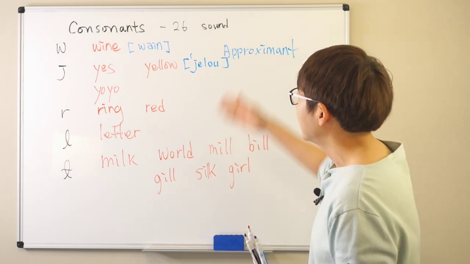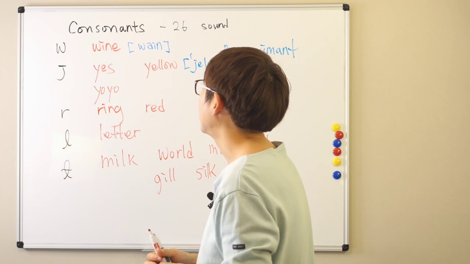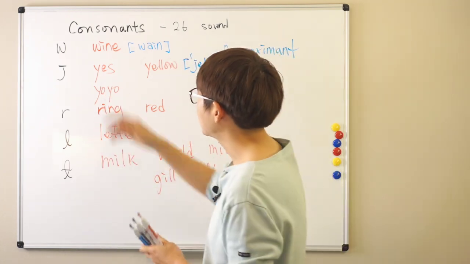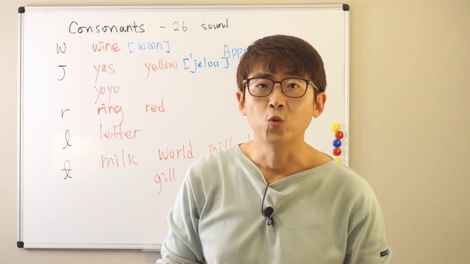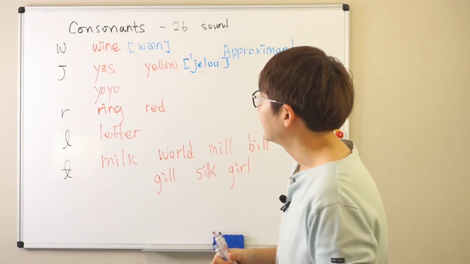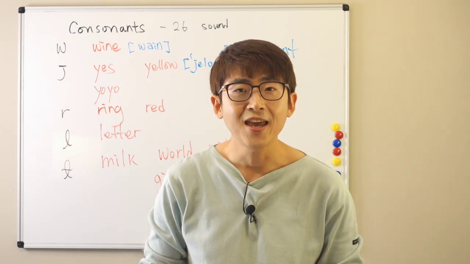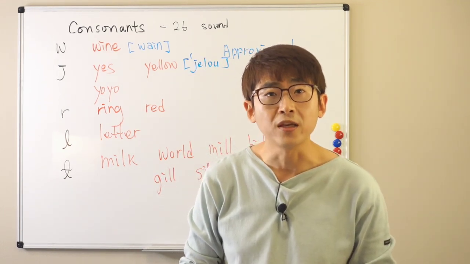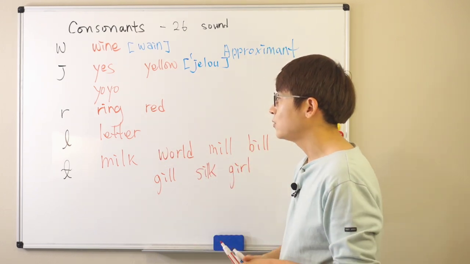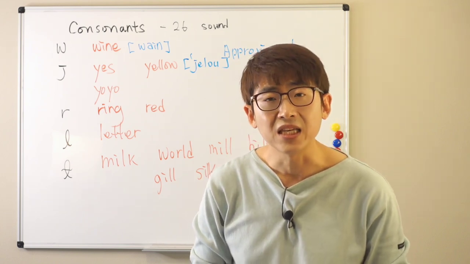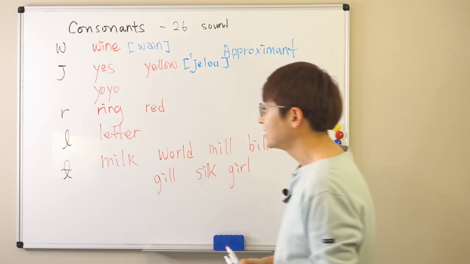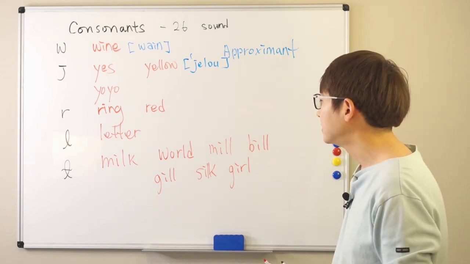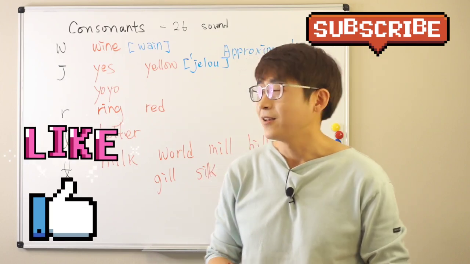Before we go, finally, let me give you a review. The first approximant consonant that we have is W, which sounds like we, wa. The next one is J, but it doesn't sound like J. It sounds more like yo, ye, and ya, okay? I made a mistake earlier. Yard. The next one we have is R: re, ro. The next one we have is L, which sounds like le, li, la, lo. Then we have the sound that ends with L: milk, world, mill, bill. And lastly, girl. Thank you so much for listening to my very long lecture today.